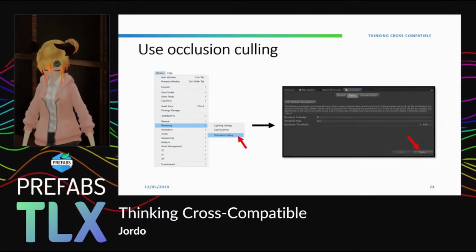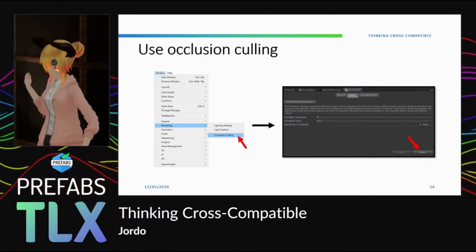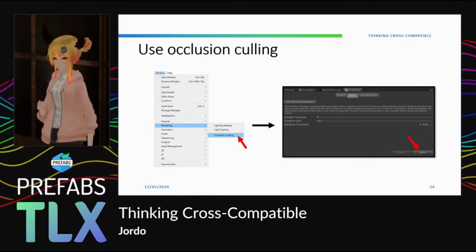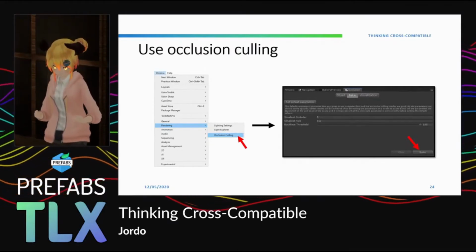Next, use occlusion culling. Occlusion culling will hide anything that isn't in view, that is a separate object.